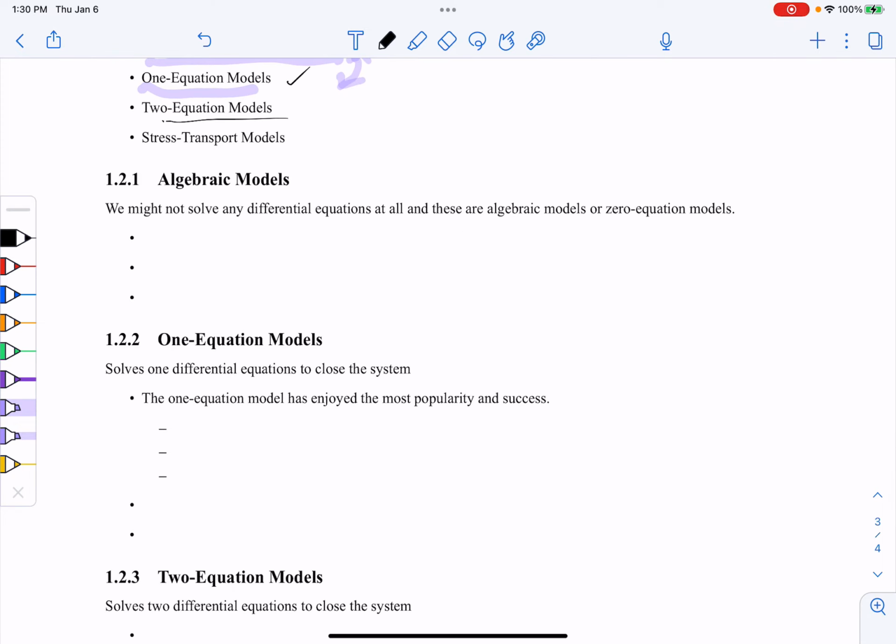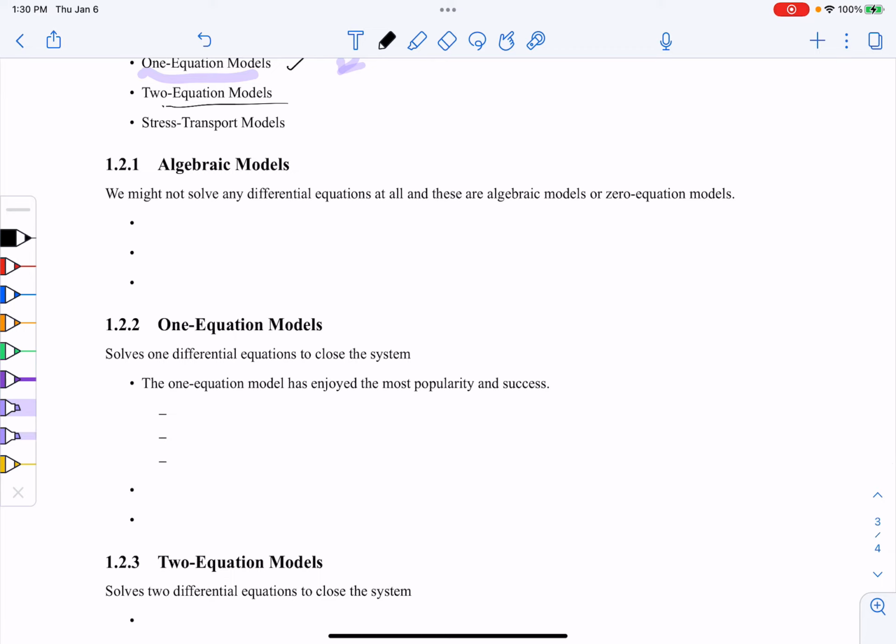So let's just look at the algebraic models. Note there's a few that we want to talk about in this class, and one is going to be Cebeci-Smith. Cebeci and Smith were two professionals working in an American aerospace company. We'll get into that later. And this is nothing but an eddy viscosity mixing length model.